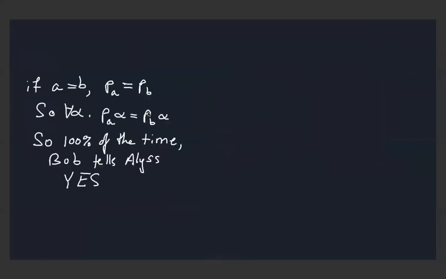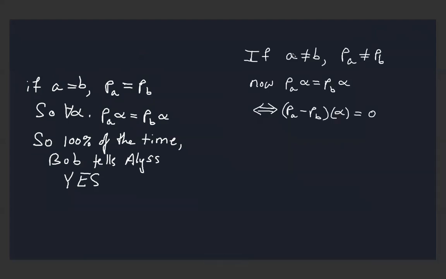And why does this work? Well, if A equals B, then the polynomials are equal. So no matter what alpha you choose, when I evaluate them, you get the same answer. So 100% of the time, if the strings are equal, Bob tells Alice, yes, they're equal.